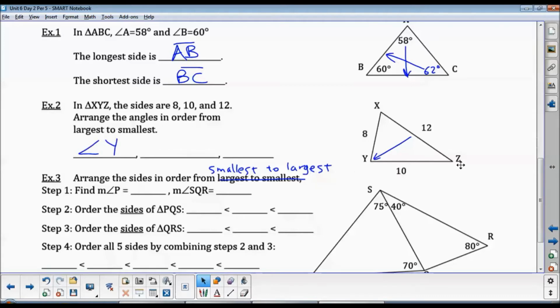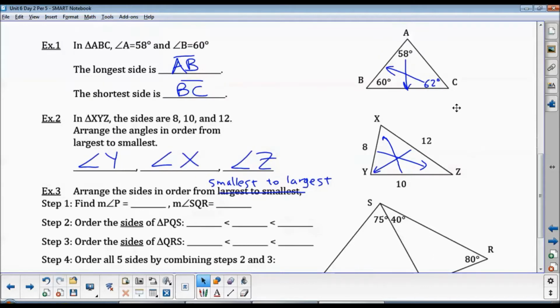Next we have YZ, which measures 10. So the angle that's opposite YZ is going to be angle X. So that must be our next one. And finally, the shortest side in this triangle is XY, which measures 8. So 8 is opposite angle Z, so that must be our last angle. That's going to be our smallest angle. So our biggest one was Y, our next one was X, and finally our smallest angle in this triangle must be angle Z.